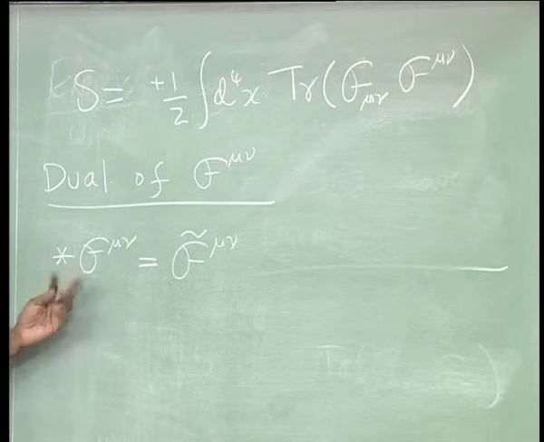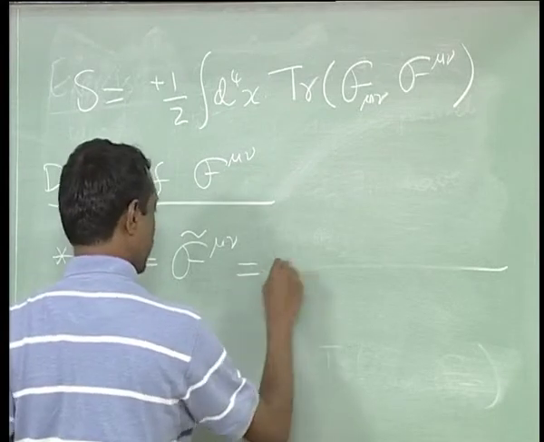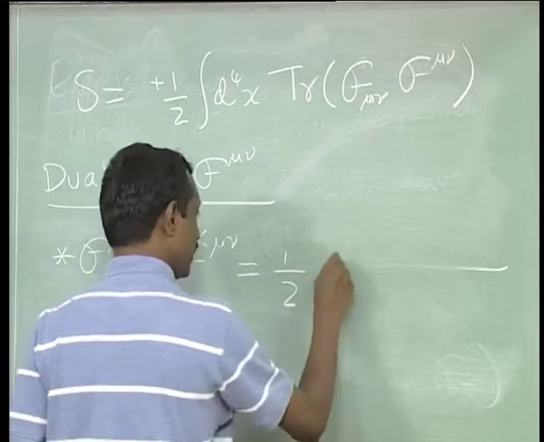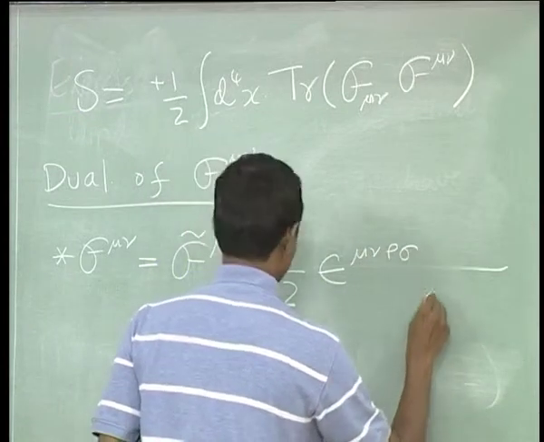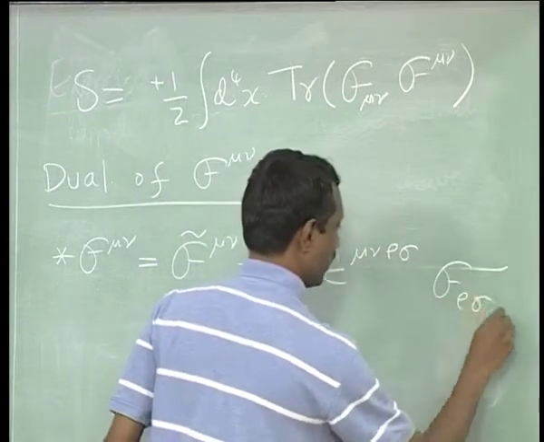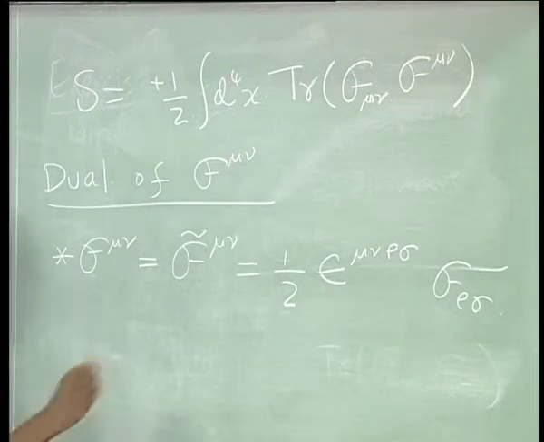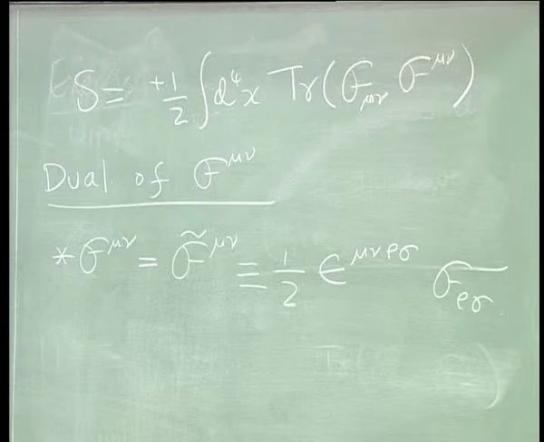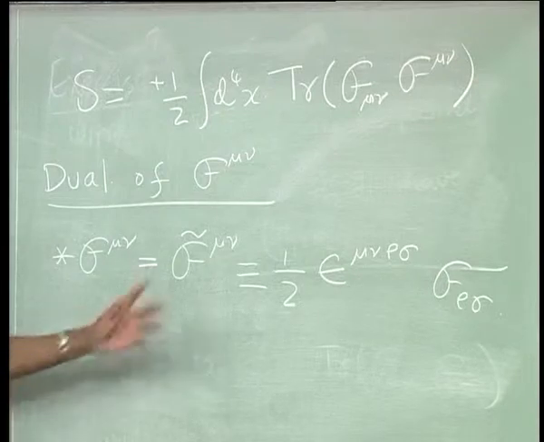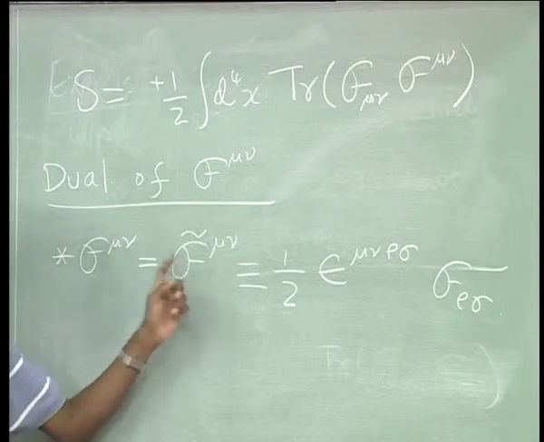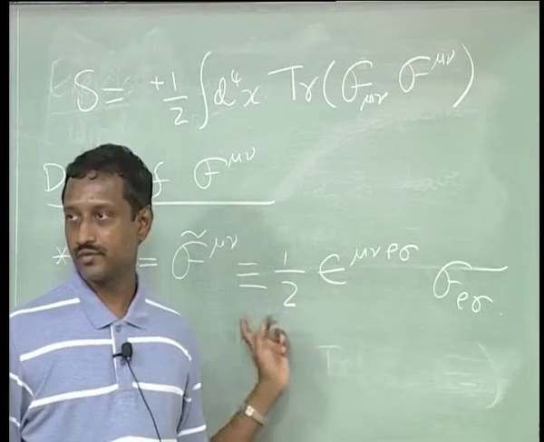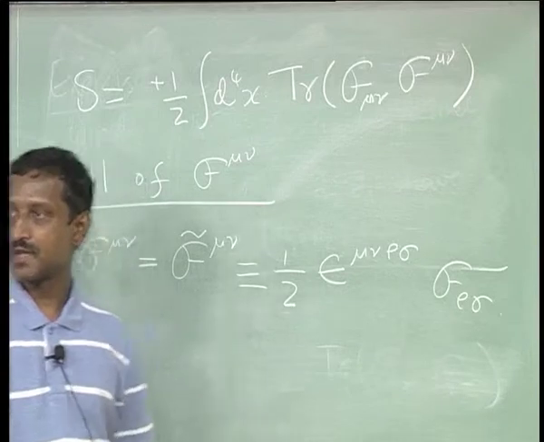So this is nice for people who are comfortable with the form notation, and this is just defined to be half epsilon mu nu rho sigma f rho sigma. This is a definition, okay. And you can see easily that if I take for instance the electric field, which would be the f 0 i component, because of this it will go to the i j component of the other, okay.